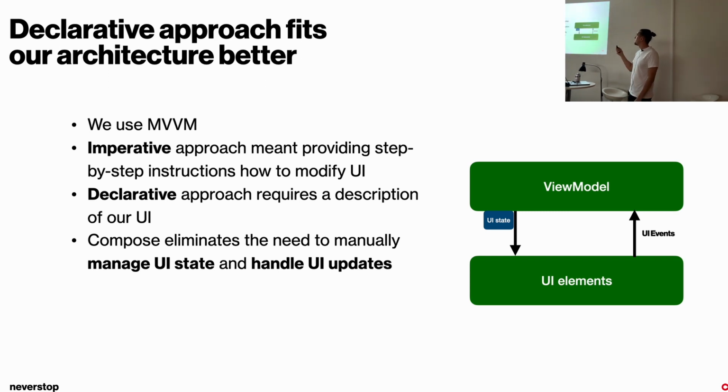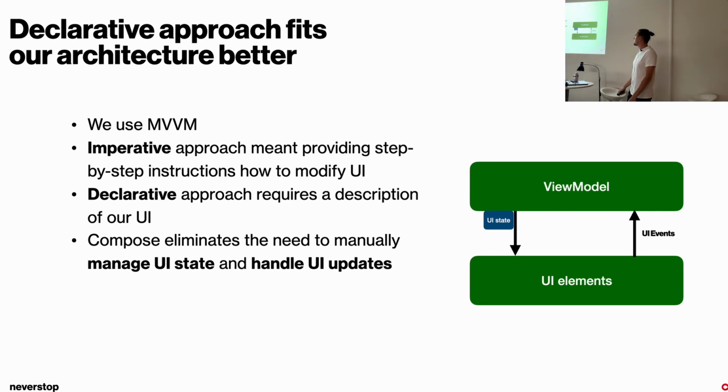At Infinum, we mostly use MVVM, or model view model. This presentation is a picture of how this works. We have UI elements, those are our buttons, text fields, and so on, the things that users see and interact with. Those produce UI events that flow up to the ViewModel. The ViewModel does something with that and produces UI state that flows down to the UI.